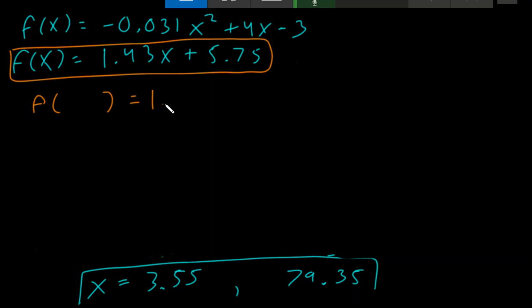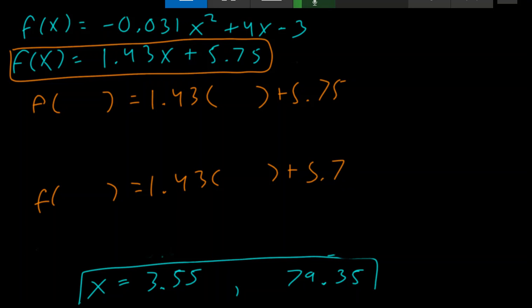f of x is equal to 1.43x plus 5.75, and let's just write down here, f of x is equal to 1.43x plus 5.75. And let's go ahead and plug in our x values. Here in the top one, we can evaluate 3.55, and in the bottom, of course, we can evaluate 79.35. Now remember, you'll need a calculator for this, but it should be pretty easy from here. And in fact, I'm just going to do this in one fell swoop.